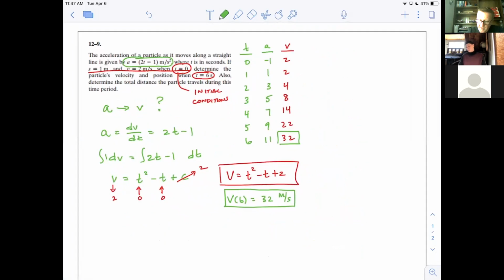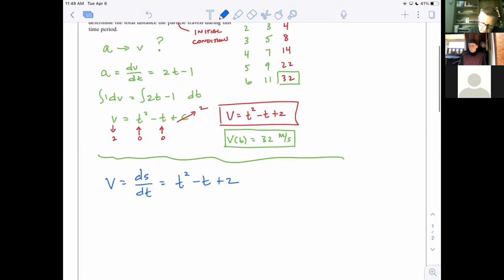And now I'm going to do the same thing again. If I know that velocity is equal to ds/dt, the change of position over time, I can replace v with ds/dt. And I just figured out that velocity was t squared minus t plus 2, then couldn't I multiply both sides by dt so that all there are is t's on the right side and all there are is s's on the left side?